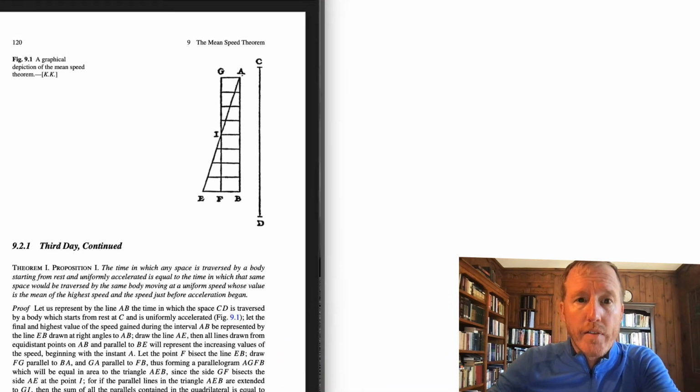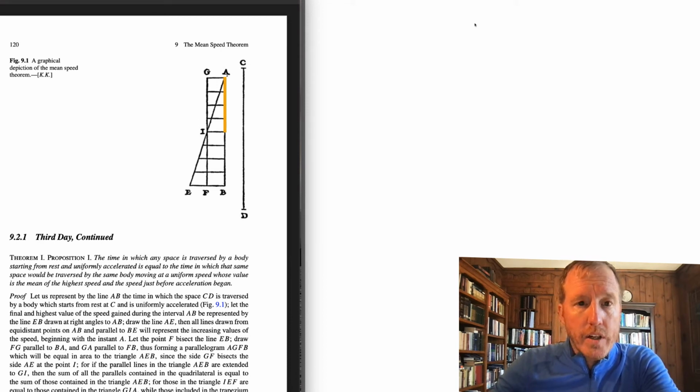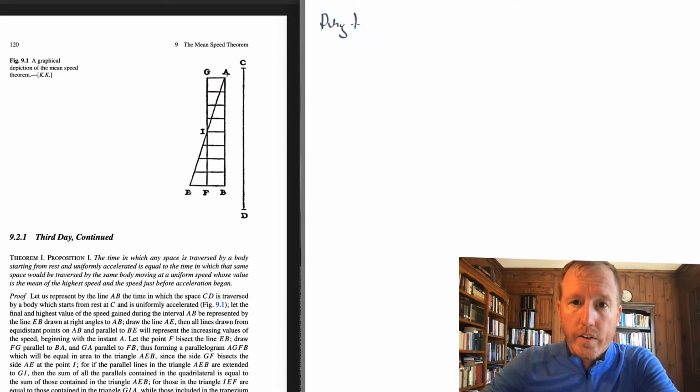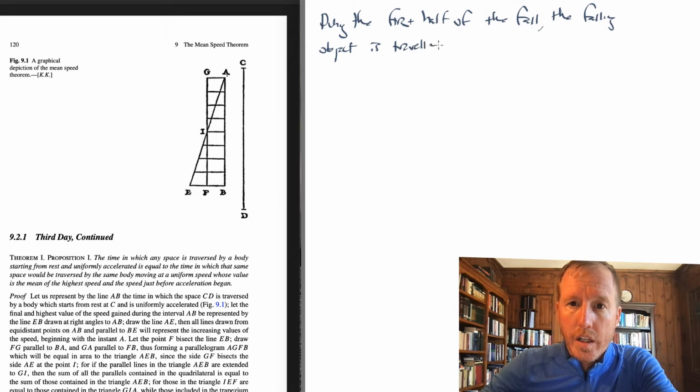Well, during the first half of the fall, let's say the time period that goes between A and halfway to B, during that half the fall, notice that if it's falling, it's going a bit slower than the uniformly moving object. That is, it starts out at 0 speed, whereas the uniformly moving object would be moving at speed given by line segment AG. So it starts out going slower. Okay, so let's write that down. So during the first half of the fall, the falling object is traveling more slowly than the uniformly moving object. That is up until the halfway point.